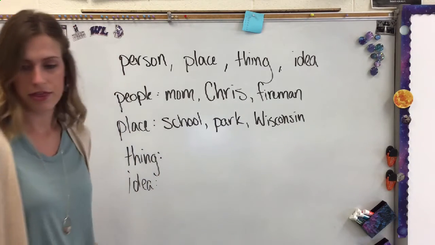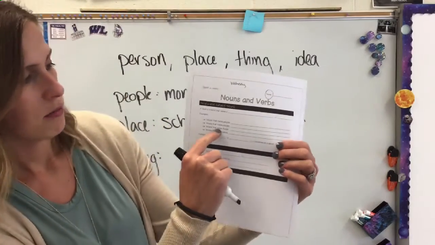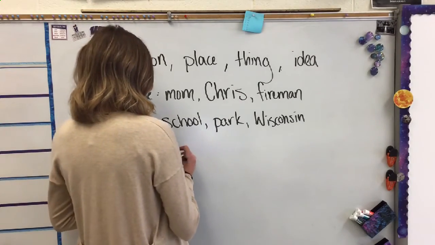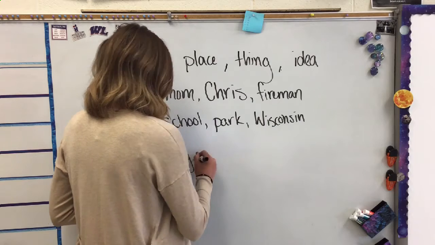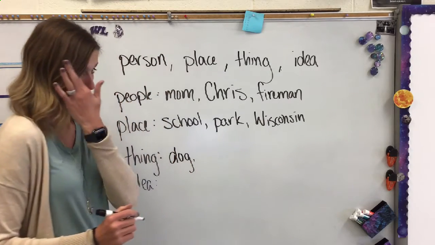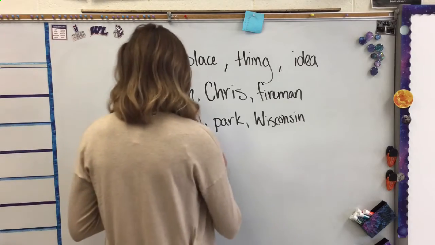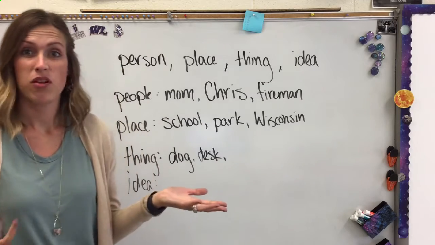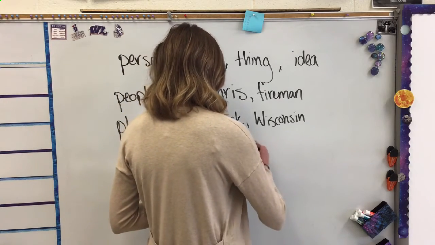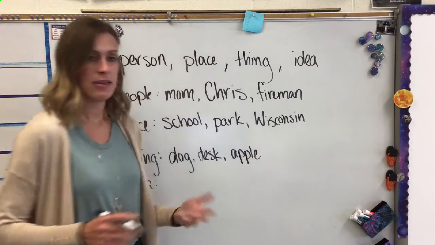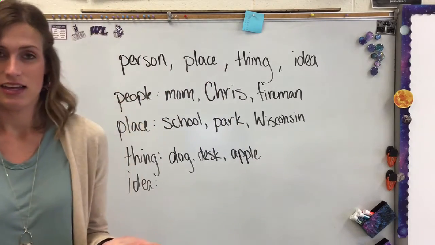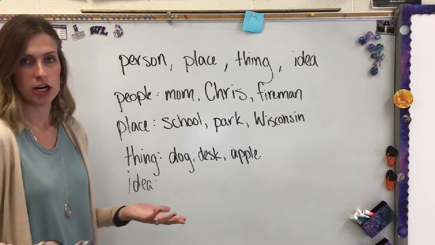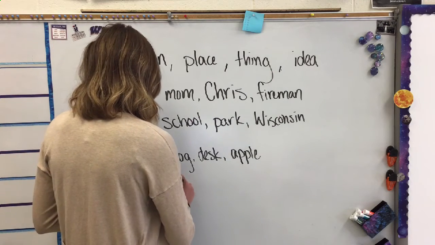Next on your sheet, we've got a thing. Let's name a noun that names a thing. What would name a thing? Well, any animal. Like let's say a dog, right? That would be a thing. What about something that you sit in at school? A desk. That would be a thing. Dog. A desk. Food. Maybe an apple. That would be a thing. All right? And then finally, sometimes our nouns are going to be an idea. Now, what that means is something that's an idea might be something like fear. Like fear, right? That's an idea.